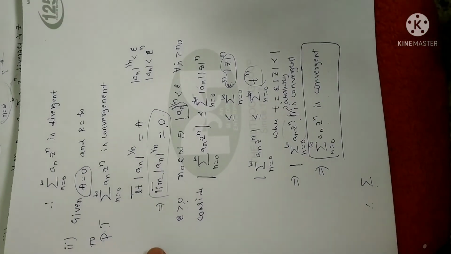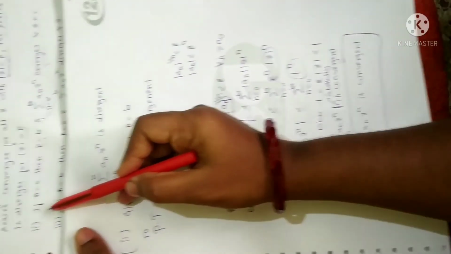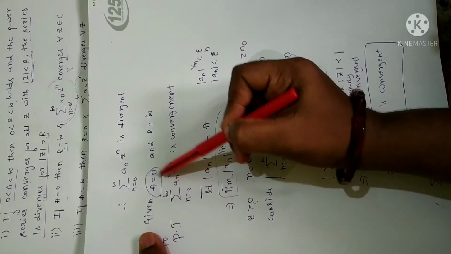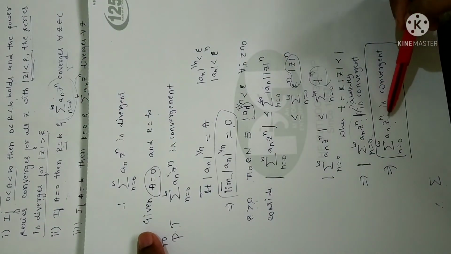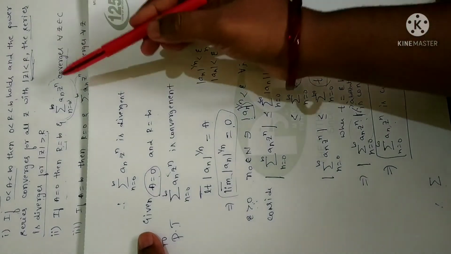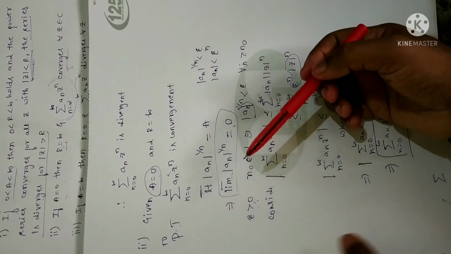So that is what we require to prove. Look at the second statement. If a is equal to 0 and r is equal to infinity, we need to prove that summation n is equal to 0 to infinity an into z power of n converges. Hope it is clear. So the second one's proof completes.